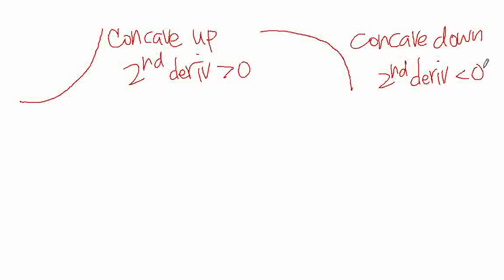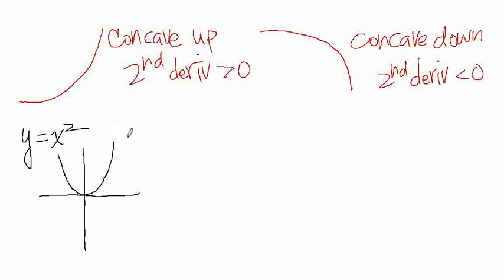Here's an example of a function that is concave up everywhere: y equals x squared. What does that look like? It's a parabola with a minimum at the origin, right? Let's look at the second derivative in that case. y prime is 2x, y double prime is 2. It's always positive. It's always greater than 0.